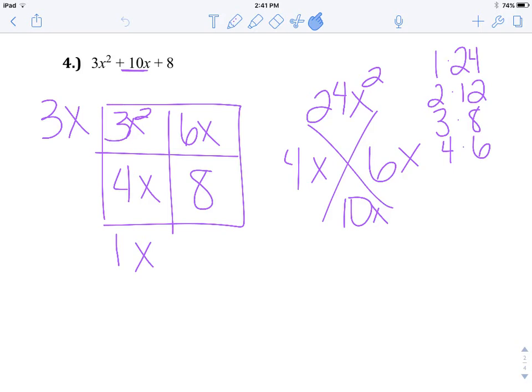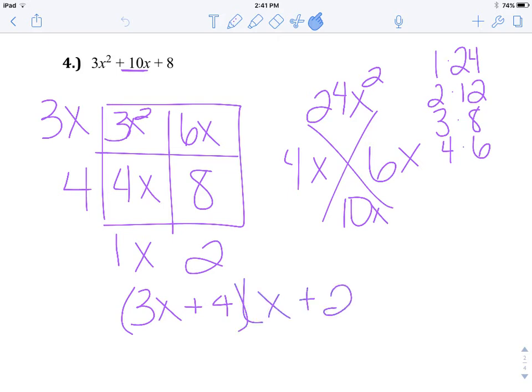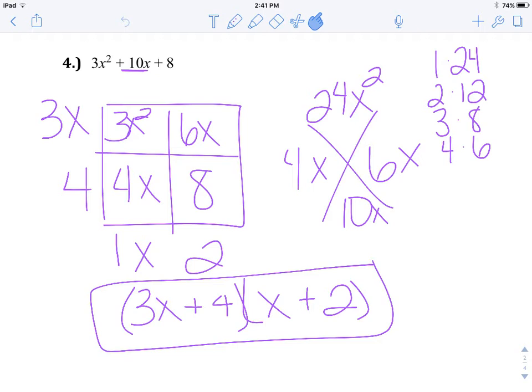Okay, so now we're looking at this part right here. We need something times 1x to give us 4x. Well, that's going to be a 4. And then down below is going to end up being a 2, because 2 times 4 will give us 8. So our parentheses is going to be 3x plus 4, and then we'll have 1x plus 2. So again, we are factoring, we're breaking down the trinomial, the three-parter, into two parentheses. And you can always check by multiplying these two parentheses back together.